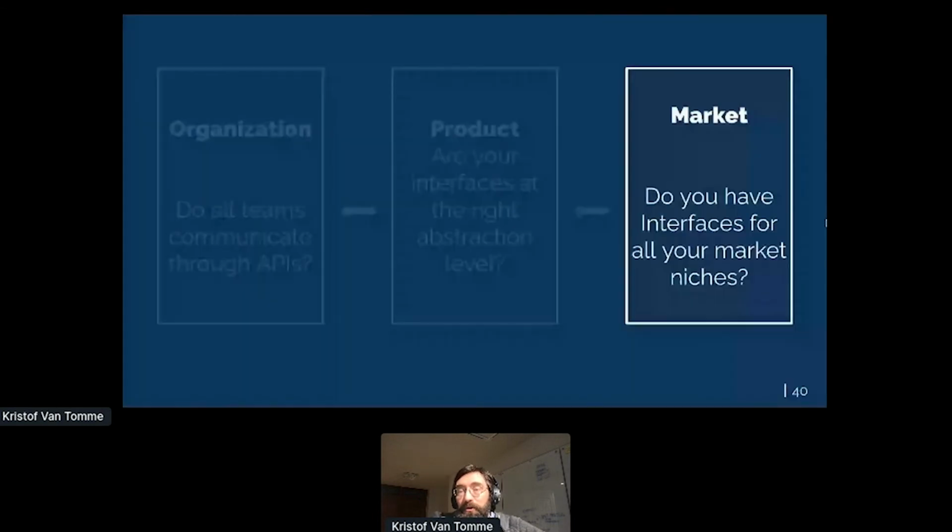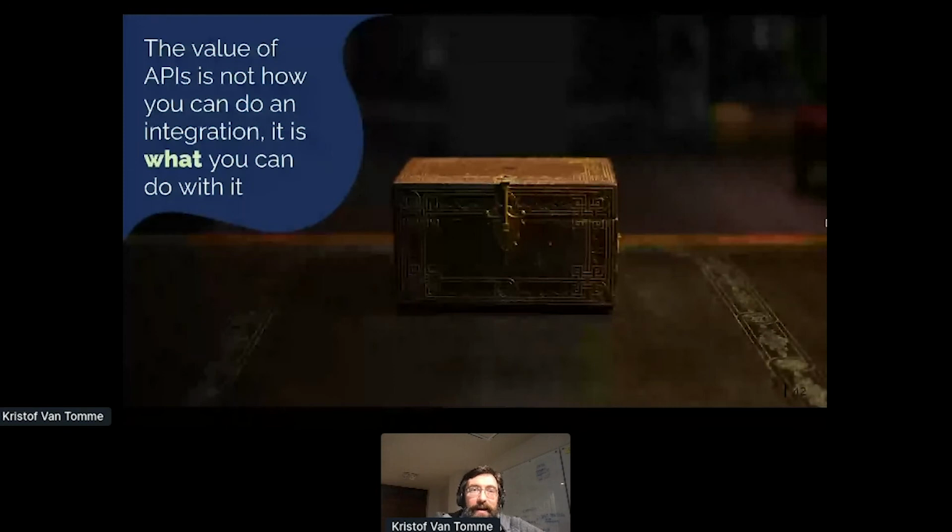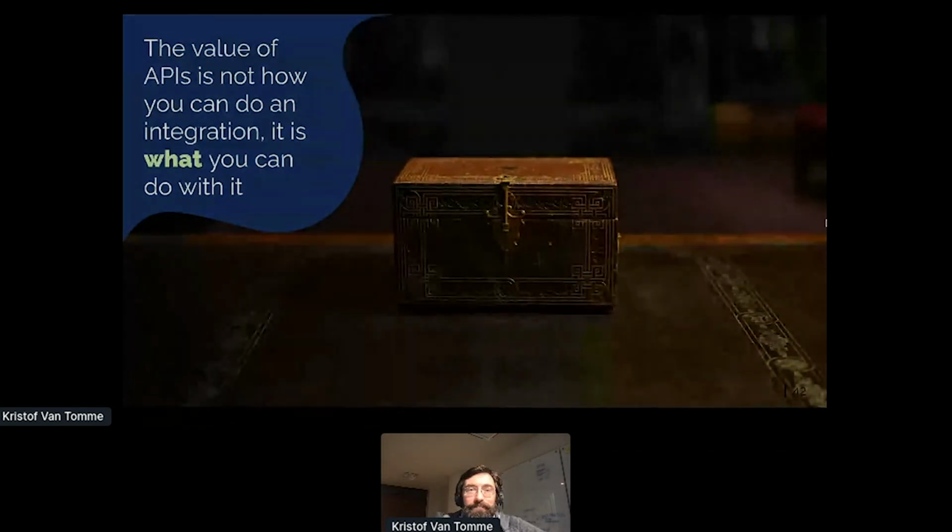And the last one, market niche. What market niches do you want to be part of? Do you already have interfaces for all of the problems that people need to address? Do you have building blocks that allow people to build business solutions for the markets that they need to address? Think a bit about what are the interfaces that you would need to be able to be active in a certain market segment. And to reiterate, the value of APIs is not how you can do an integration, I believe. It is what you can do with an integration.